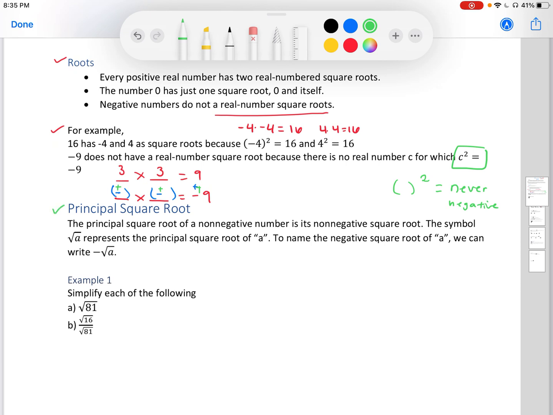Moving forward. Principal square root. The principal square root of a non-negative number is its non-negative square root. The symbol, the square root, represents the principal square root of a. To name the negative square root of a, we can write the negative outside. And when we do this, we're essentially multiplying by the negative and then applying a square root. In other words, it is incorrect to take the square root of a negative.